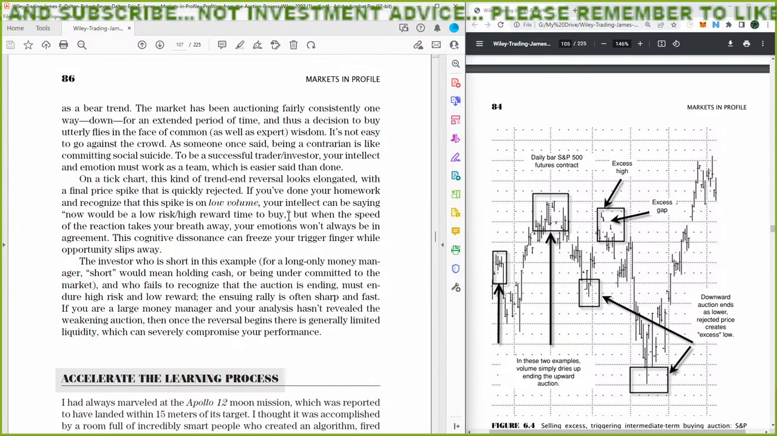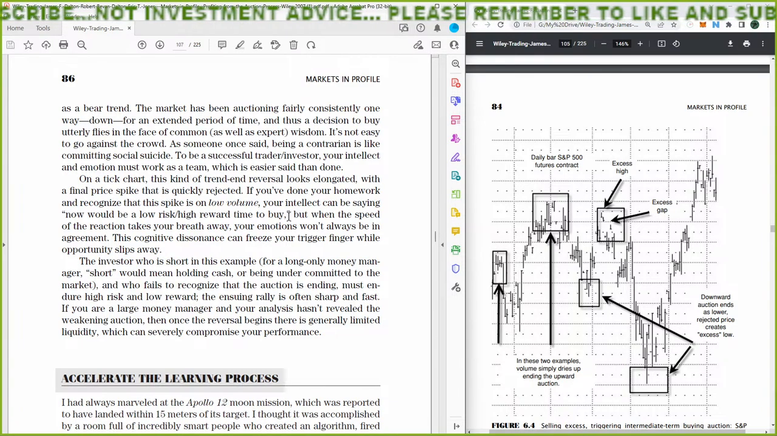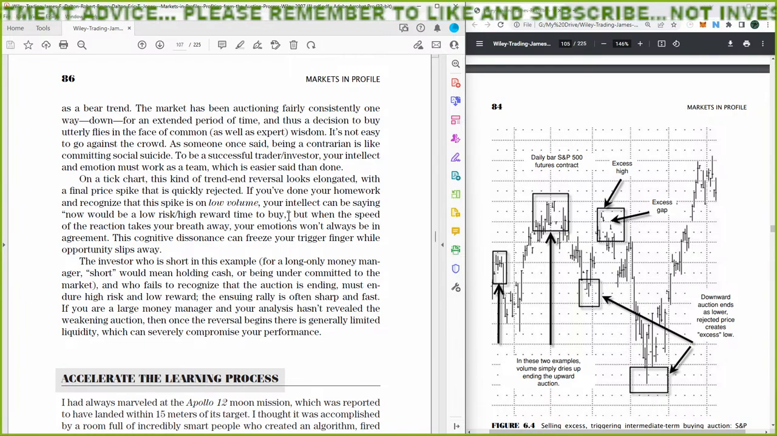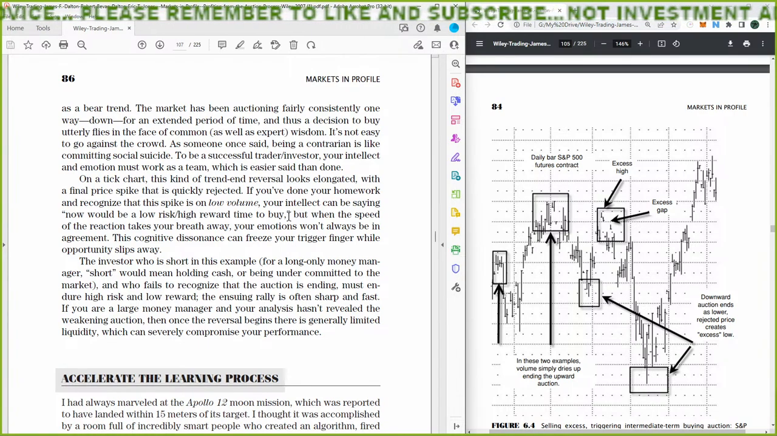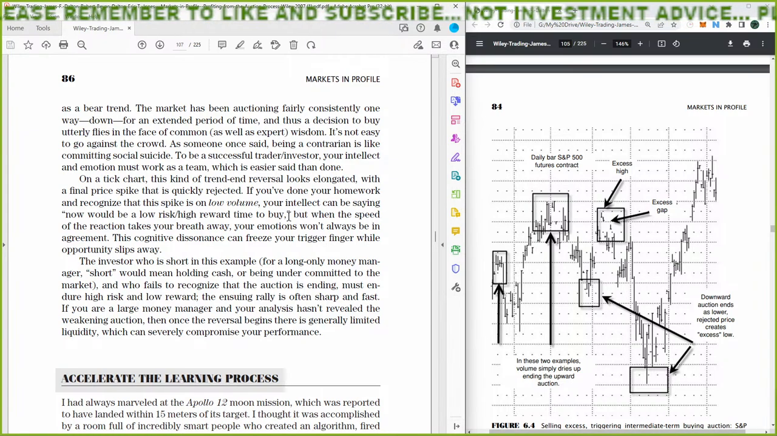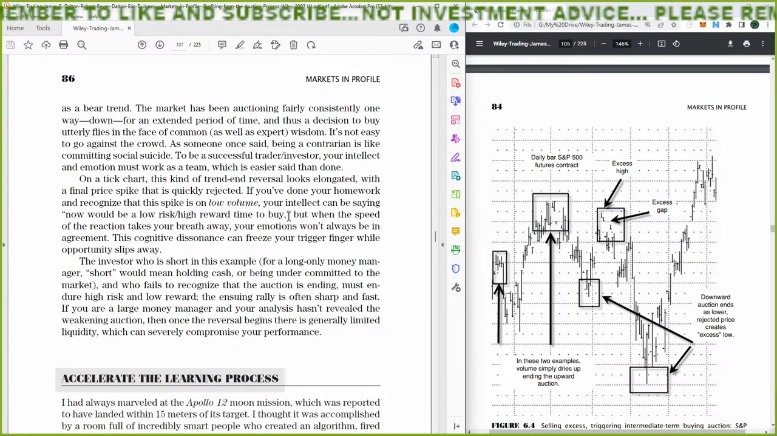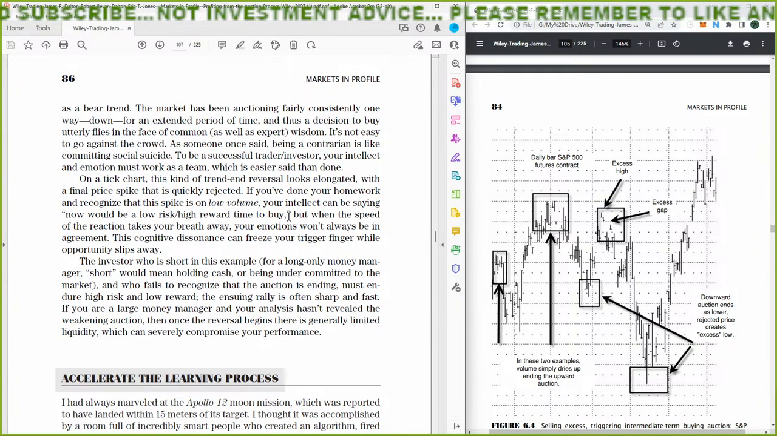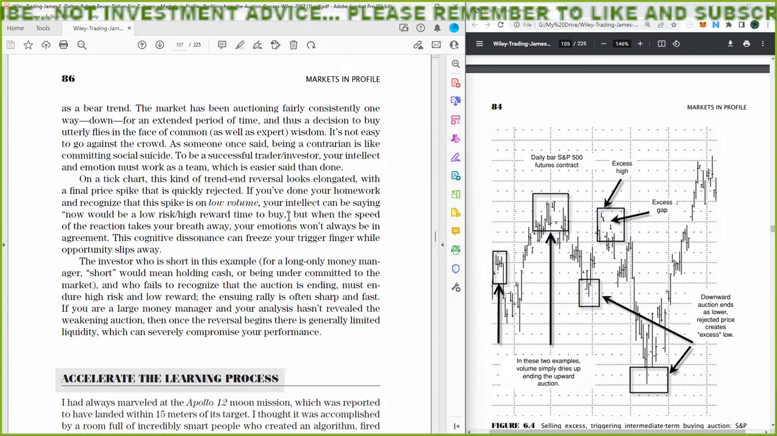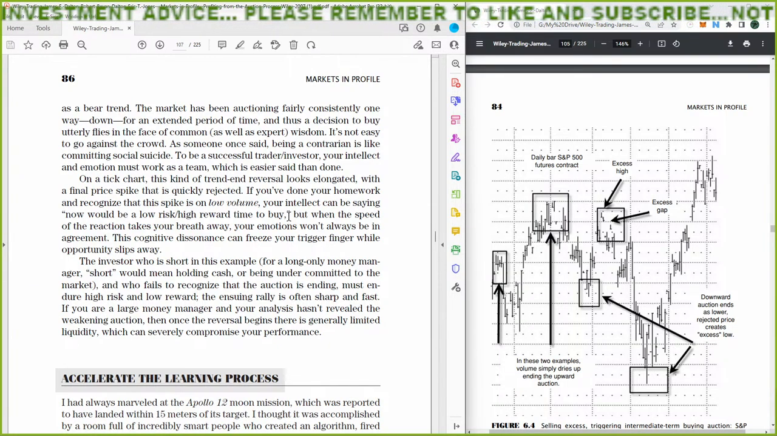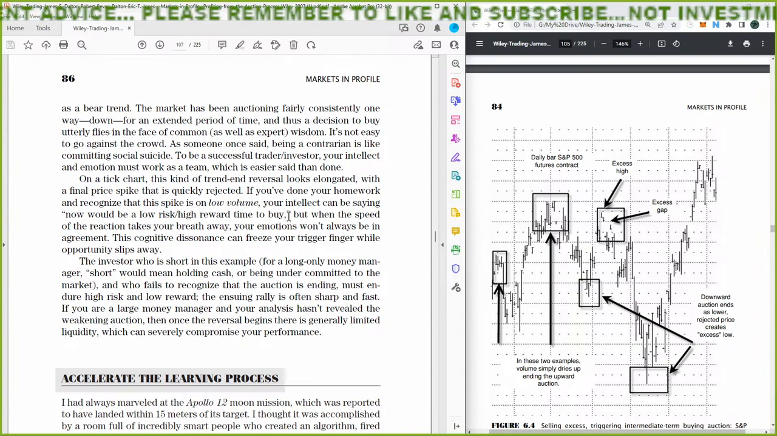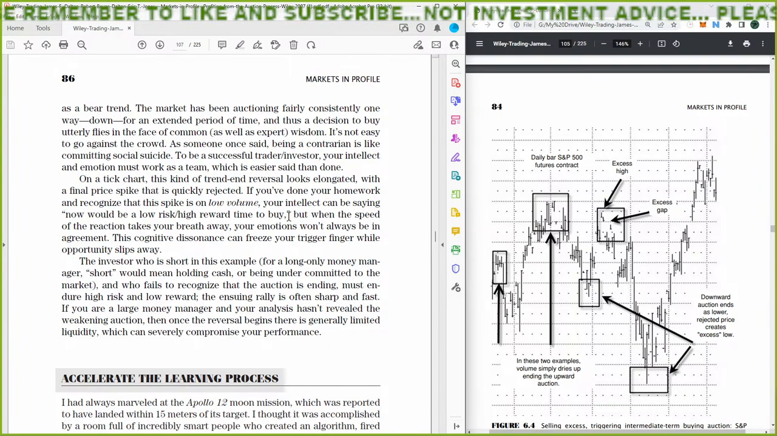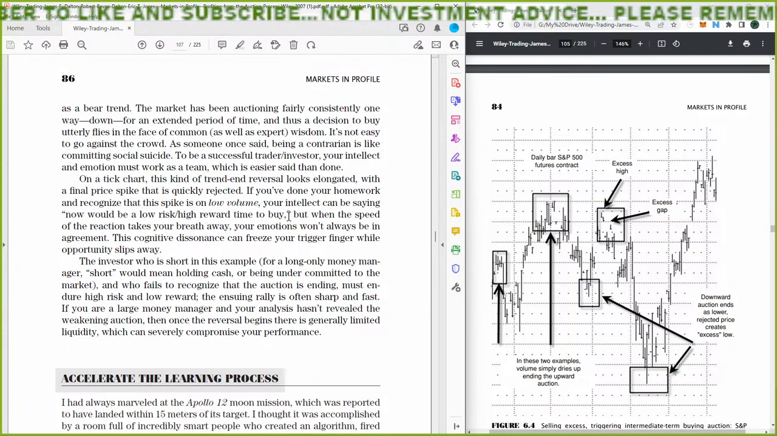The investor who is short in this example, and for a long-only money manager, short would mean holding cash or being undercommitted to the market, and who fails to recognize that the auction is ending, must endure high risk and low reward. The ensuing rally is often sharp and fast. If you are a large money manager and your analysis hasn't revealed the weakening auction, once the reversal begins, there is generally limited liquidity, which can severely compromise your performance.